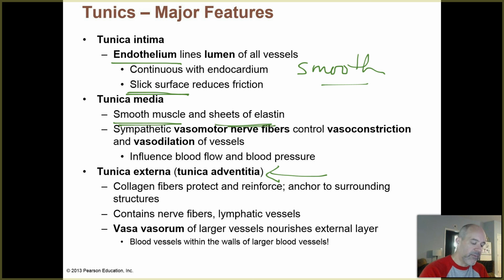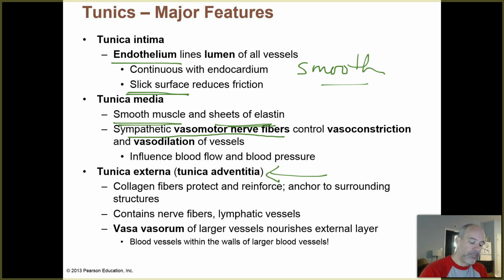The arteries have sheets of elastin to help them rebound their shape. But another major important feature, which we'll be talking about more later, there are actually sympathetic nerve fibers that extend into the tunica media, and they contact and control contraction of those smooth muscles in there.